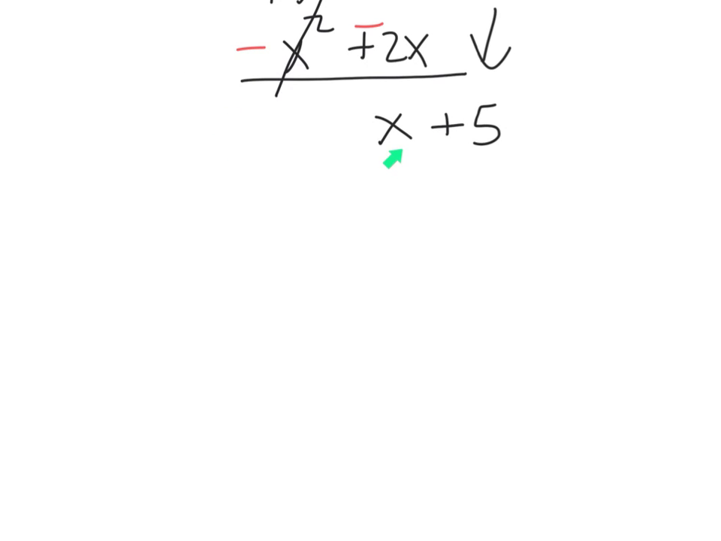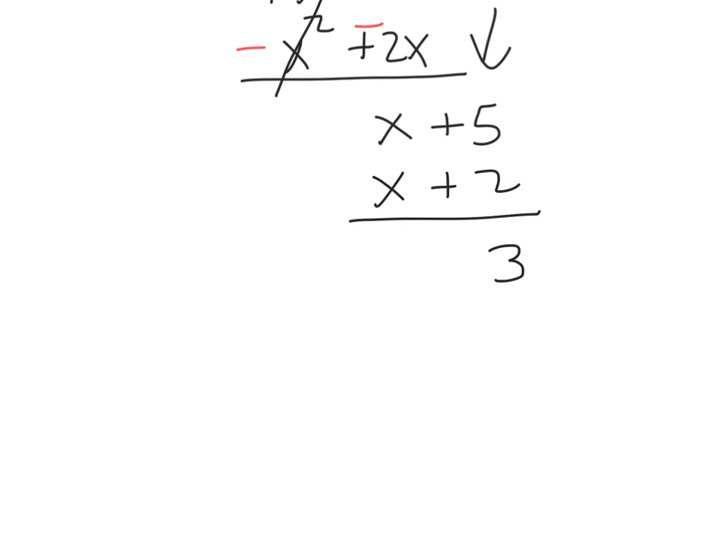What times x gives me x? Well, of course, that's a positive 1. So we will put a plus 1 up here. We will take that 1 times both pieces and put them down here. So 1 times x is x, and 1 times 2 is 2. And here's the case of this, remainder 3.